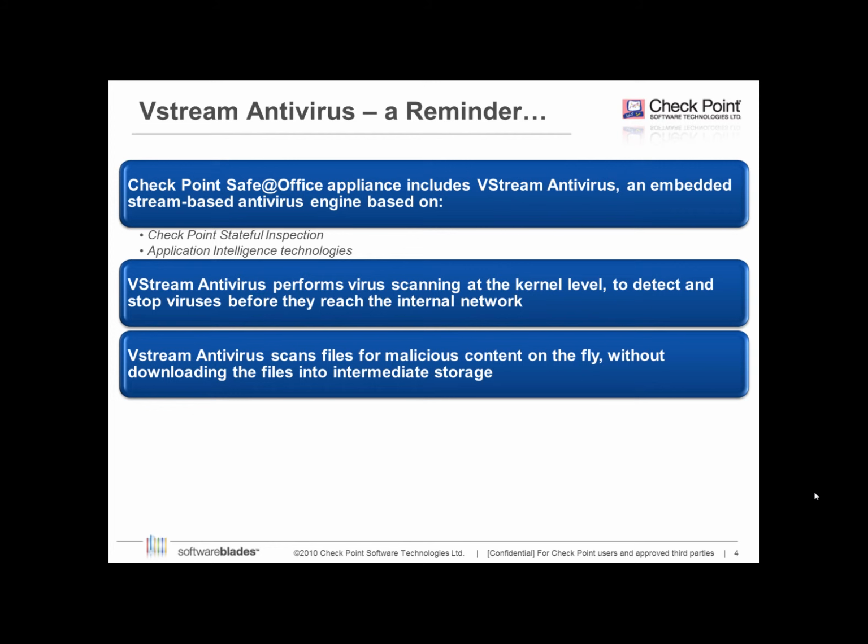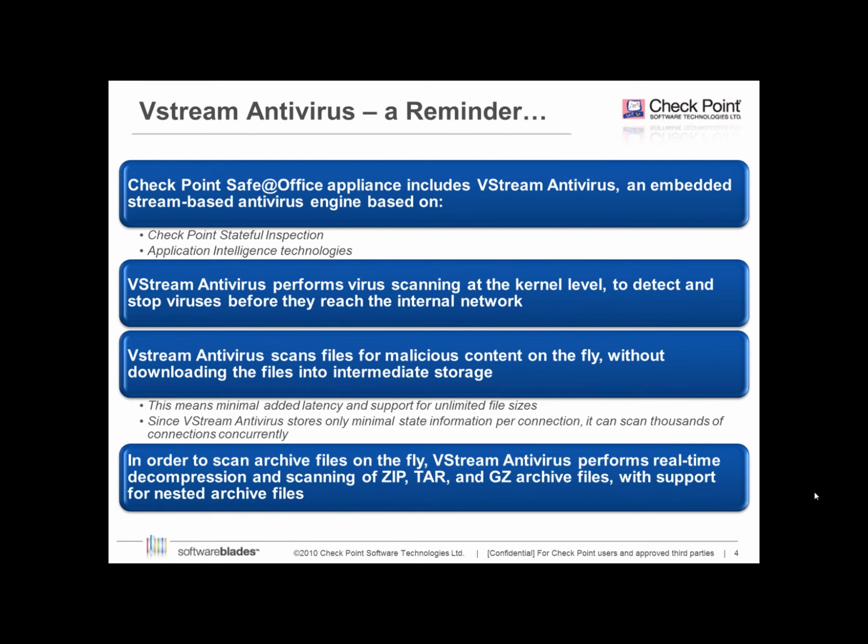Vstream antivirus scans files for malicious content on the fly without downloading the files into intermediate storage. This means minimal added latency and support for unlimited file sizes. Since Vstream antivirus stores only minimal state information per connection, it can scan thousands of connections concurrently. In order to scan archive files on the fly, Vstream antivirus performs real-time decompression and scanning of zip, tar, and gz archive files with support for nested archive files.